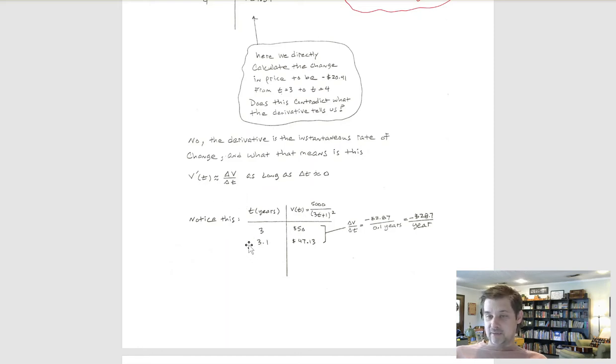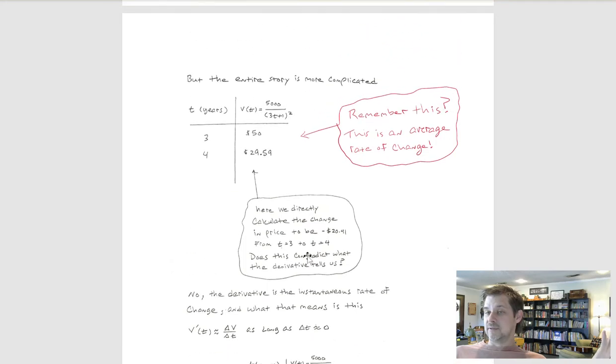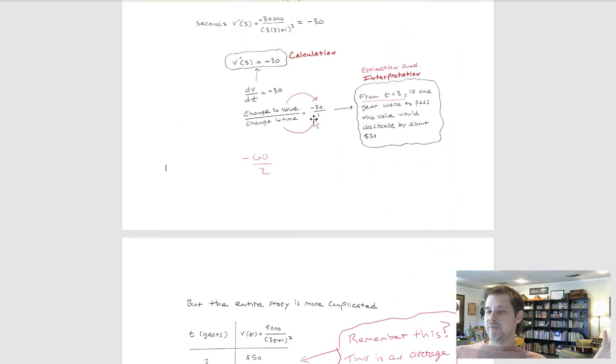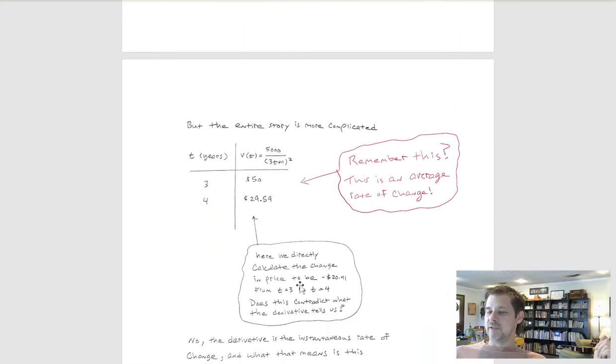So here I've done that. t is 3, t is 3.1. Here's v of t in each case. I subtract 47.13 minus 50. It's negative 2.87 divided by 0.1, which gives us negative $28.7 per year. So that's a lot closer, okay? We calculated our derivative to be negative $30 per year.